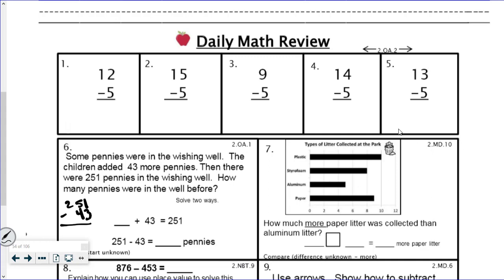Number 7, we've got a picture graph. It says types of litter collected, or actually this is a bar graph, types of litter collected at the park. So there was plastic, styrofoam, aluminum, and paper. It says how much more paper litter was collected than aluminum litter? So we're finding the difference between paper and aluminum. So we want to know how much more paper, this part right here, than the aluminum. Pause video and do number 7.